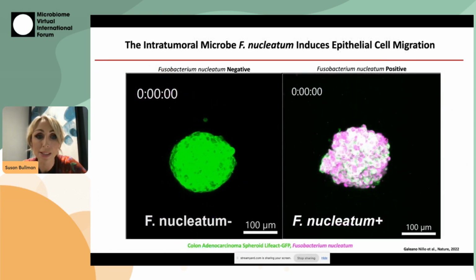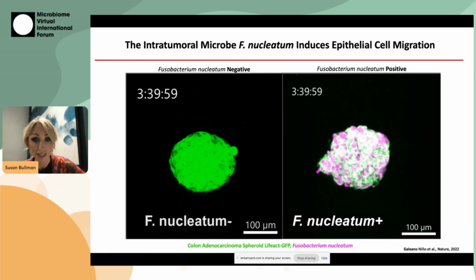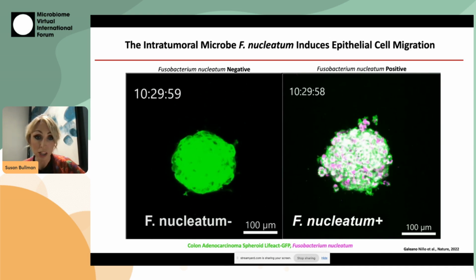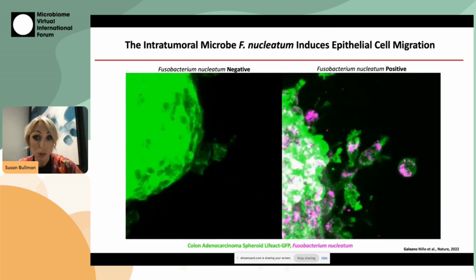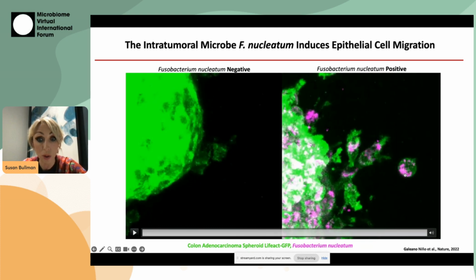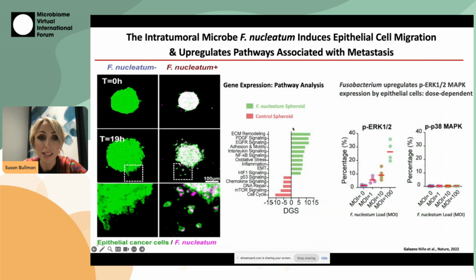But what about epithelial cells? So here I'm showing you colon cancer epithelial cells. On the left, no Fusobacterium, and on the right, we can see Fusobacterium as pink being added. So without Fusobacterium, the colon cancer epithelial cell grows en masse as a spheroid. But when Fusobacterium is added, the colon cancer epithelial cells migrate at the single cell level. We see these individual cancer cells migrating off the main spheroid, and they're bringing Fusobacterium with them. And when we carry out analyses on gene expression of these cells that are migrating with Fusobacterium, we see upregulation of pathways that are associated with metastases, extracellular matrix remodeling.